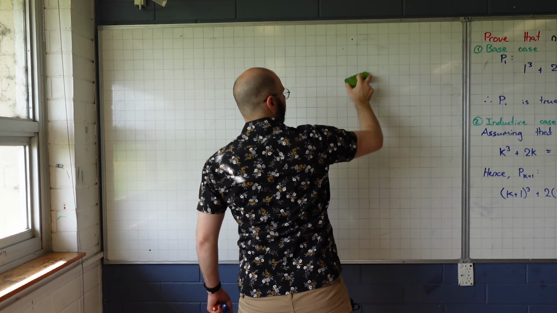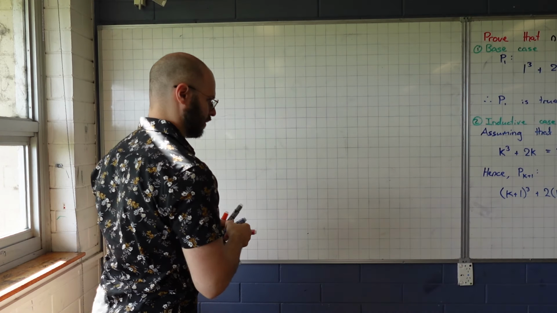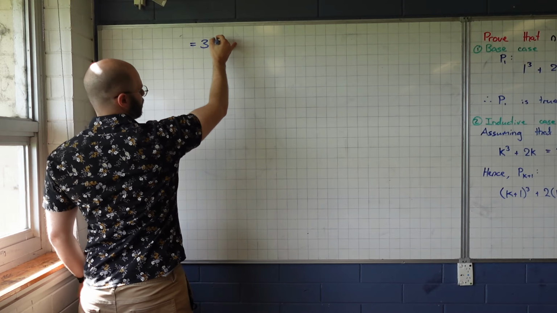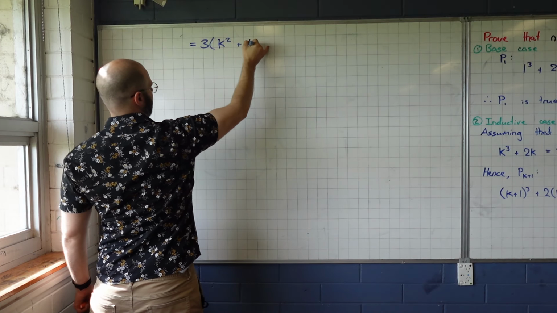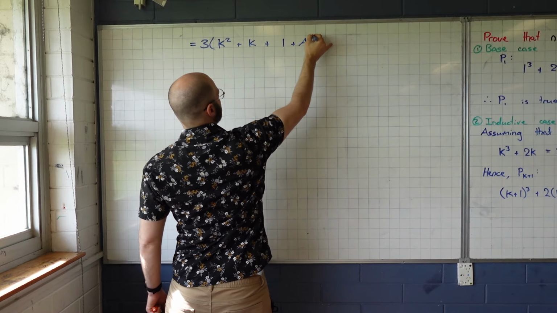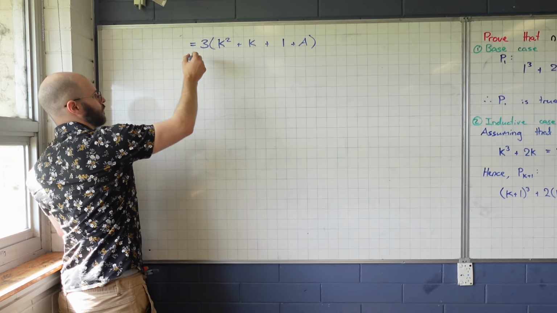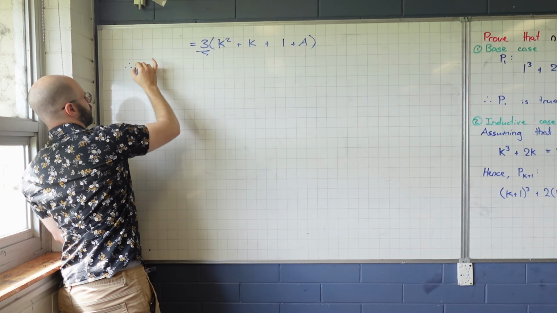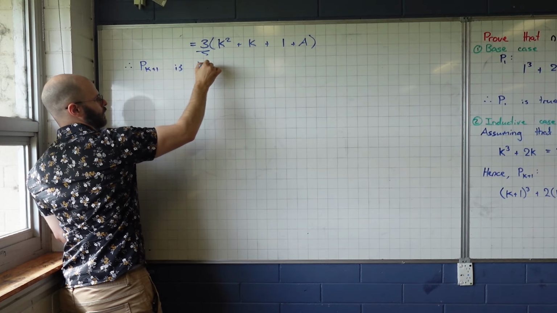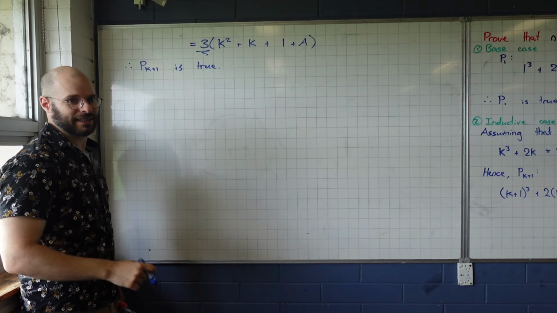What coefficient do we have in common across all of our terms over here? 3. So because of that, you can see that it's going to be 3 times k squared plus k plus 1 plus a. I just moved the a to the back, assuming that's some integer value. Therefore, P of k plus 1 is true. That makes sense?